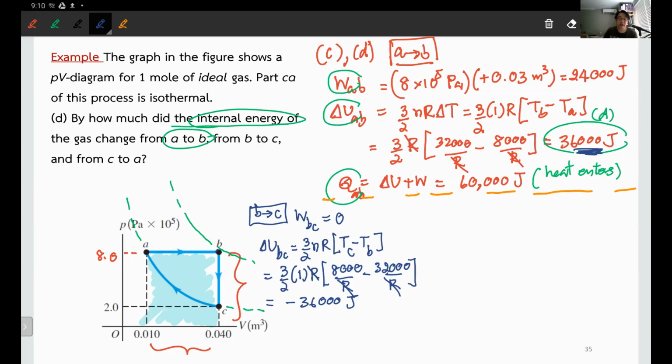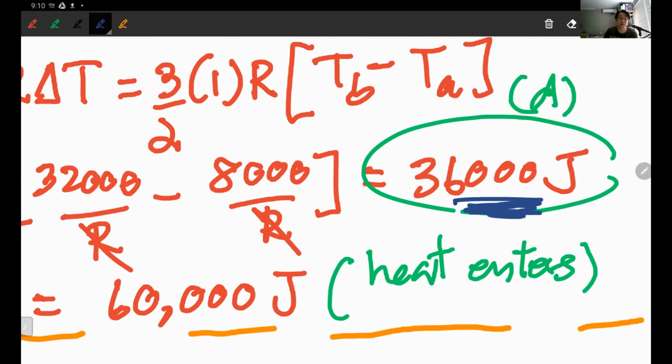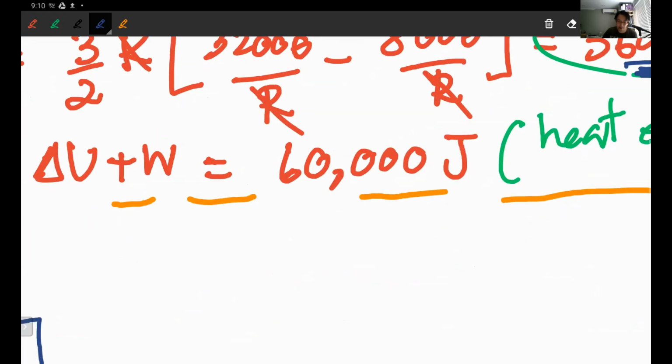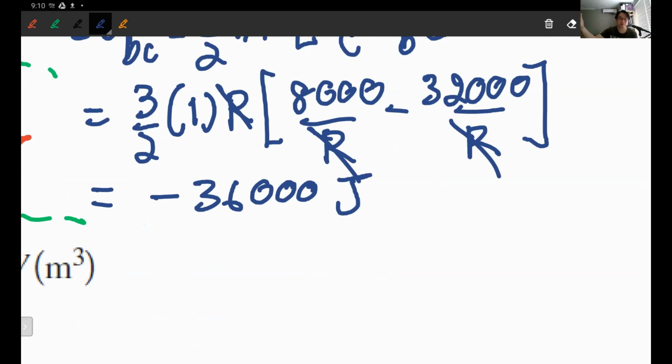Okay, and we already said the internal energy depends only on the temperature. So when you go up from A to B, the internal energy increases by 36,000. And then, of course, when you want to jump back, you have to return that energy, because it already increased by that much. Now you come back to the original position, you have to get rid of that. That's why it's negative 36,000 joule.